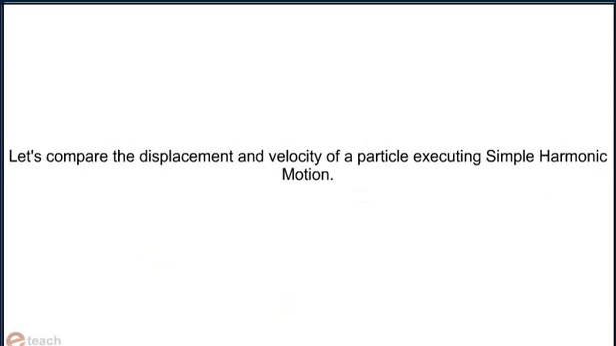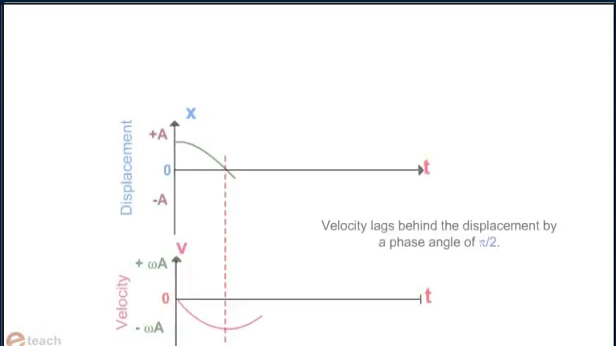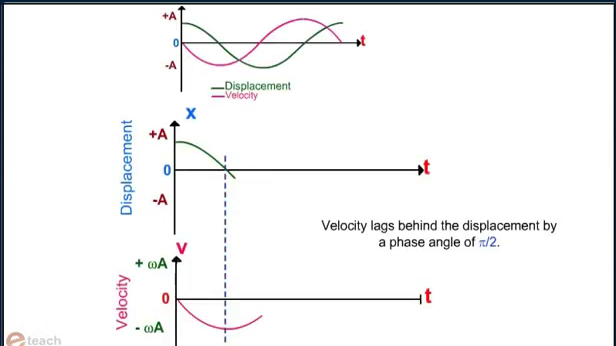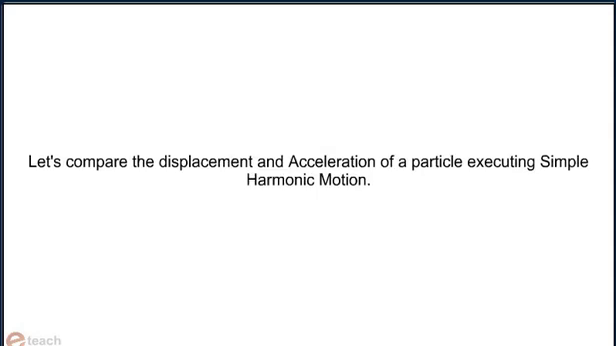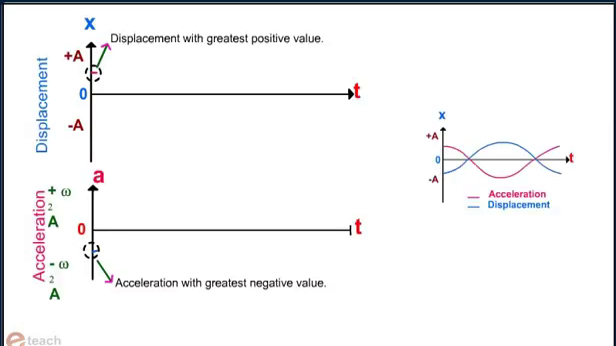Now let's compare the displacement and velocity of the particle executing simple harmonic motion. You can see the three graphs of displacement, velocity, and acceleration, with velocity lagging behind the displacement by a phase angle of pi by 2. Now let's compare the displacement and acceleration of a particle executing simple harmonic motion. You can see two graphs of displacement and acceleration. When displacement is 0, acceleration is also 0.